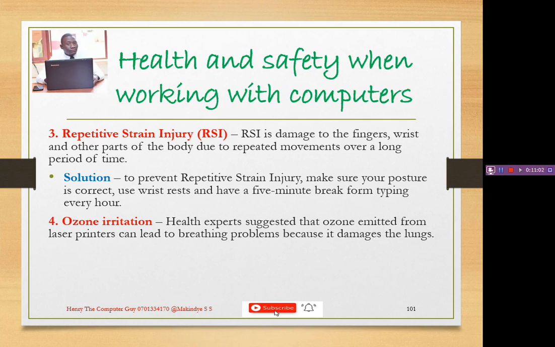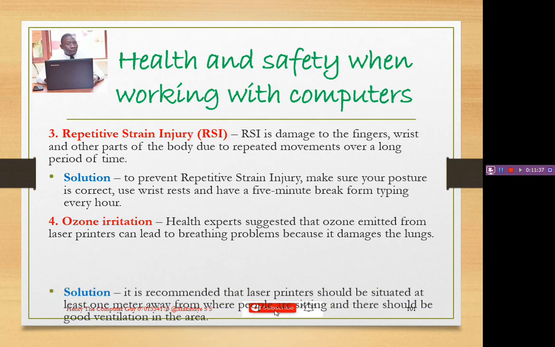And number 4, we are going to be looking at what we call ozone irritation. And this one especially comes from laser printers when we are printing. So they're telling us that health experts suggested that ozone emitted from laser printers can lead to breathing problems because it damages the lungs. So whenever you're printing an item, that heat and that smoke emitted from the laser printer as you print can damage the lungs.